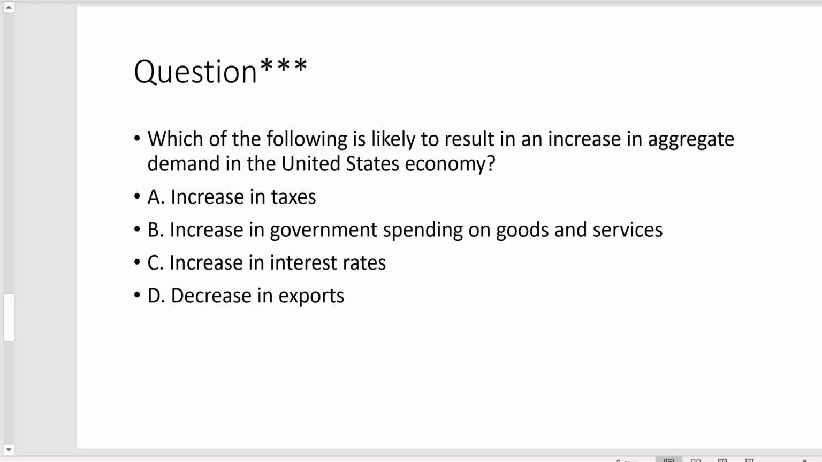All right, which of the following is likely to result in an increase in aggregate demand in the U.S. economy? A, increase in taxes? No. Increase in taxes means you're going to have less disposable income. Consumption is going to be down. Aggregate demand is going to be down. A is out. B, increase in government spending on goods and services? Yes. C, increase in interest rates? No. When interest rates go up, there's less borrowings because you can't afford the monthly payments. D, decrease in exports? No. Increase in exports would be good, but not a decrease in exports. So B is the answer. Increase in government spending on goods and services, that would likely result in an increase in aggregate demand. Letter B.